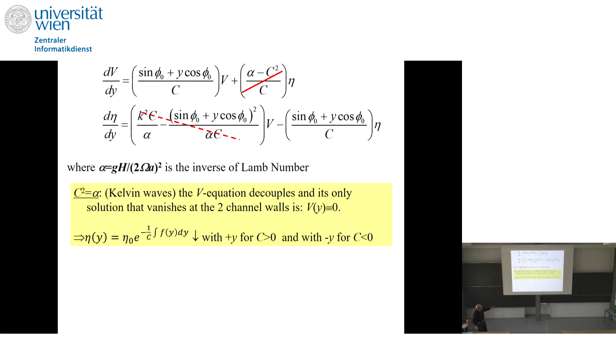And what you see is that the solution decreases with plus y when c is positive. If this is positive, remember, f is always positive, at least in the northern hemisphere. And therefore, eta, the height, will decrease when we go in the plus y direction, and will decrease with minus y when we go southward when c is negative. Okay? Very simple considerations, but as you'll see in a minute, it will show up. It will be a bit cumbersome.